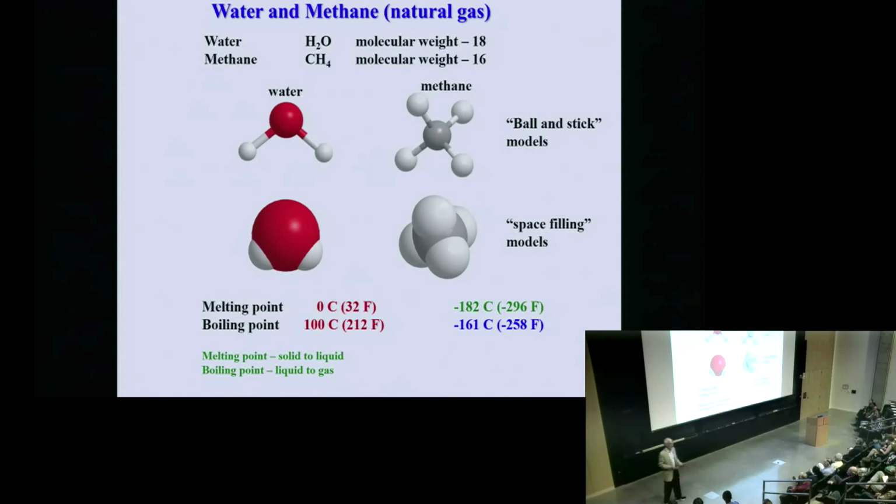Natural gas is a gas. In fact, when they want to ship natural gas, you have to have these gas liquefaction plants to bring it down so cold that you get a liquid. Water, of course, is a liquid at room temperature.